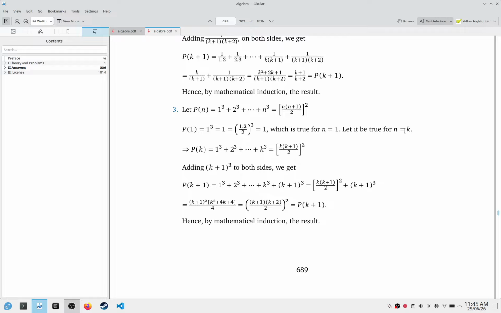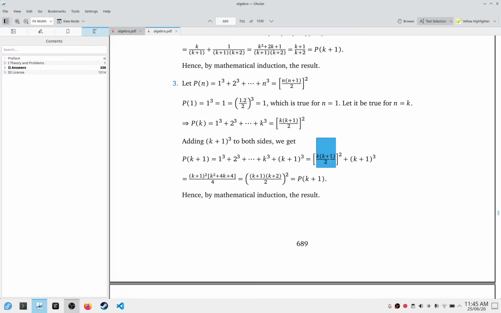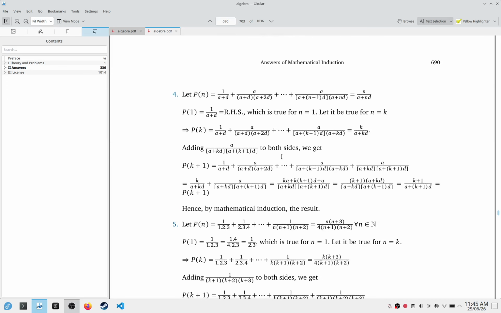Let it be true for n is equal to k, and thus we have this, and we add k plus 1 whole cube to both sides. So right hand side we solve, and we get it equal to k plus 1 times k plus 2 over 2 to the power 2, which is equal to Pk plus 1, and hence by mathematical induction we have the result.